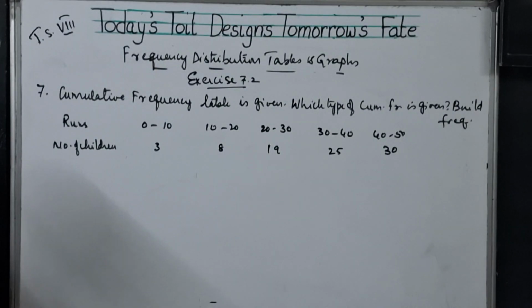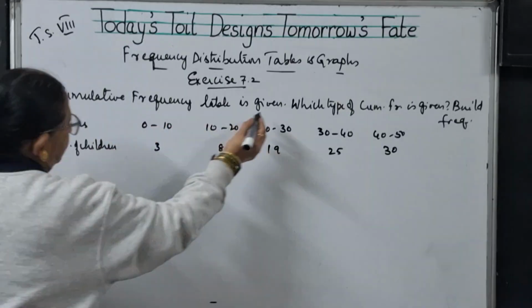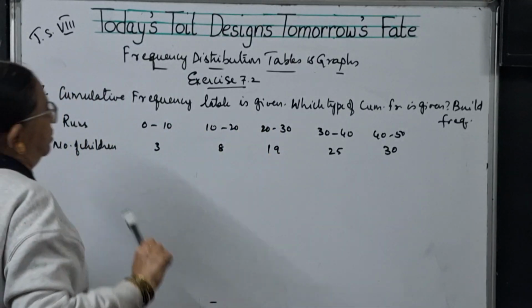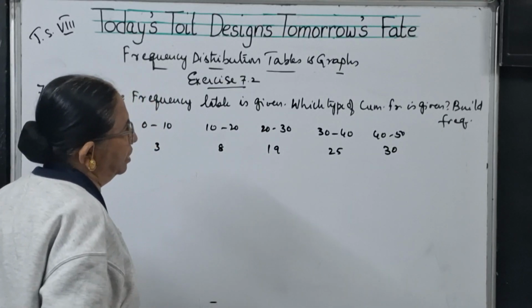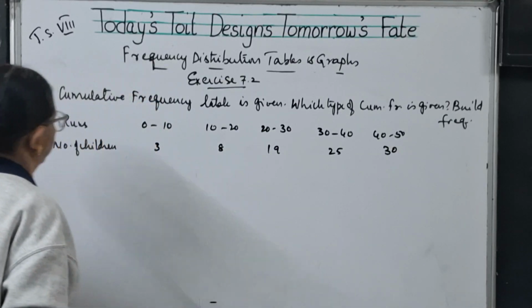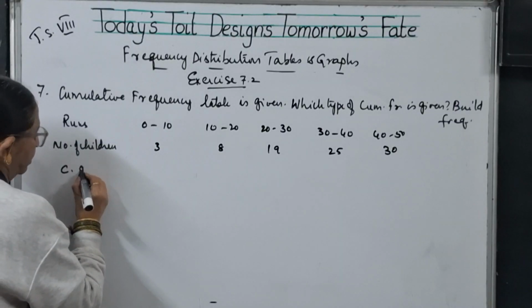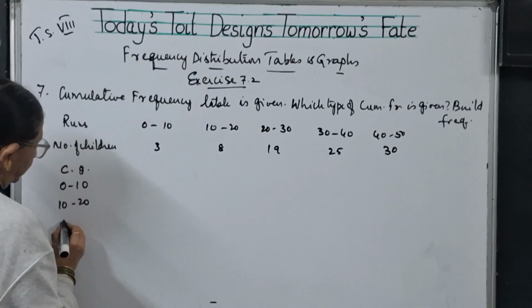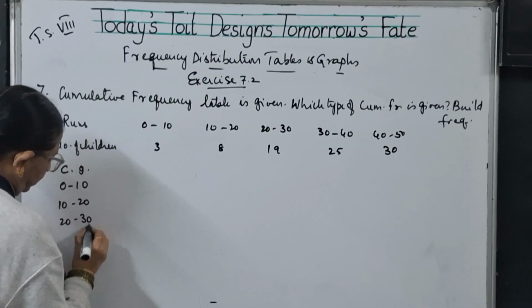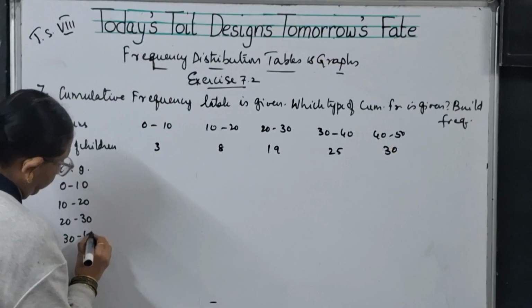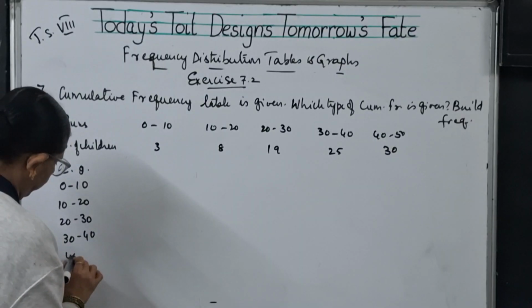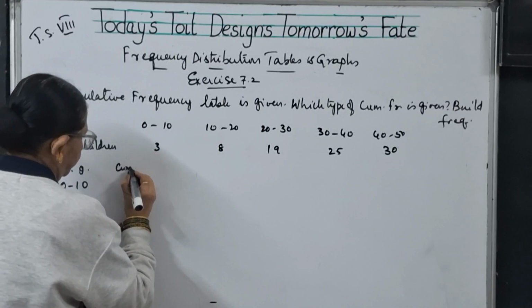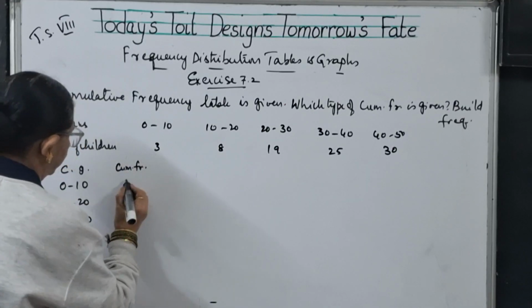Now, the seventh one, children. A cumulative frequency table is given. So, this table is a cumulative frequency table. Which type of cumulative frequency is given, and you have to build the frequency for it. So, runs means class intervals: 0 to 10, 10 to 20, 20 to 30, 30 to 40, 40 to 50. Now you have cumulative frequency. What are they?